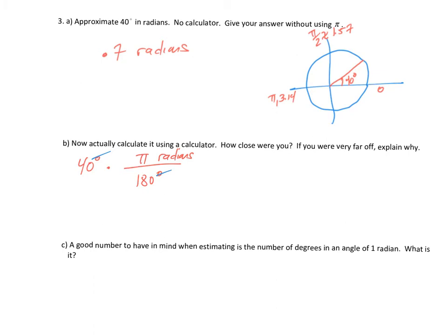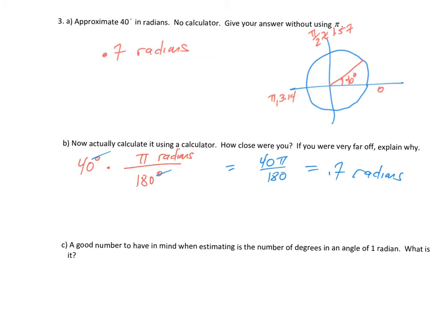So now my units cancel out. And so this will be 40 pi over 180. And if you enter that in your calculator, that actually turns out to be 0.7 radians. I didn't realize I was making such a good approximation up above. But you could guess something else, rather than 0.7 radians.